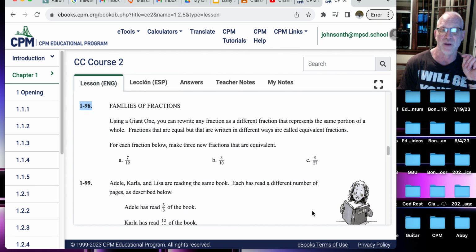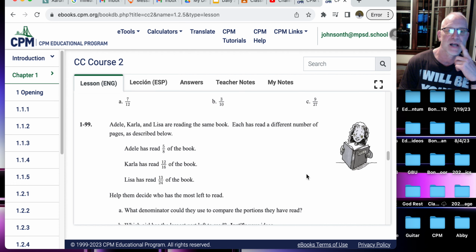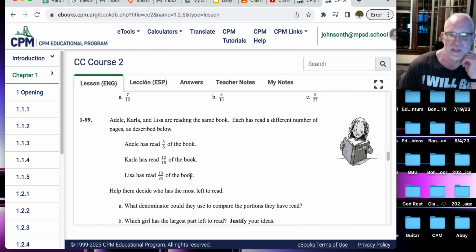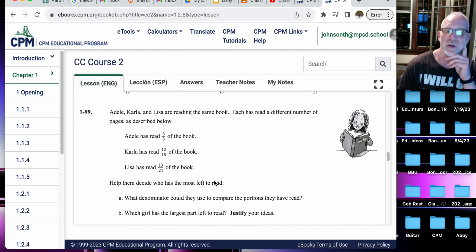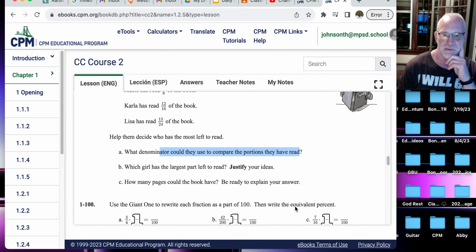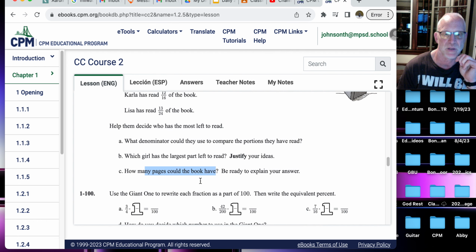If you finish that strip, go to this strip, family of fractions. Write 3 new fractions that are the same as 7/12. 3 new fractions that are the same as 3/10. 3 new fractions the same as 9/27. If your group gets that one done, how about this? Adelaide has read 5/8 of a book, Carla 12/16, Lisa 13/24ths. Which denominator could they use to compare the fractions? Which girl has the largest part left to read? How many pages could the book have? I'm going to ask you those.